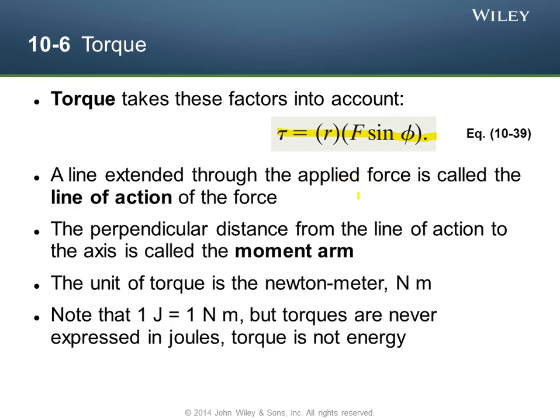R is the lever arm, the distance from the axis of rotation. F is the force. And in this formula, it has phi, theta, phi, whichever angle you want to use. It doesn't matter which Greek letter.